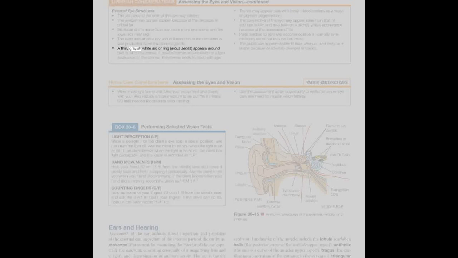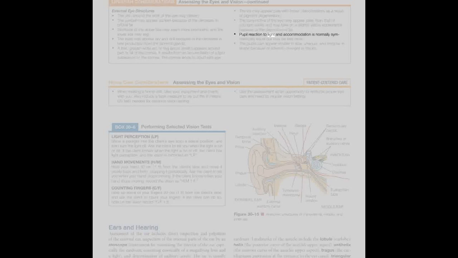A thin, grayish-white arc or ring, arcus senilis, appears around part or all of the cornea. It results from an accumulation of a lipid substance on the cornea. The cornea tends to cloud with age. The iris may appear pale with brown discolorations as a result of pigment degeneration. The conjunctiva of the eye may appear paler than that of younger adults, and may take on a slightly yellow appearance because of the deposition of fat.